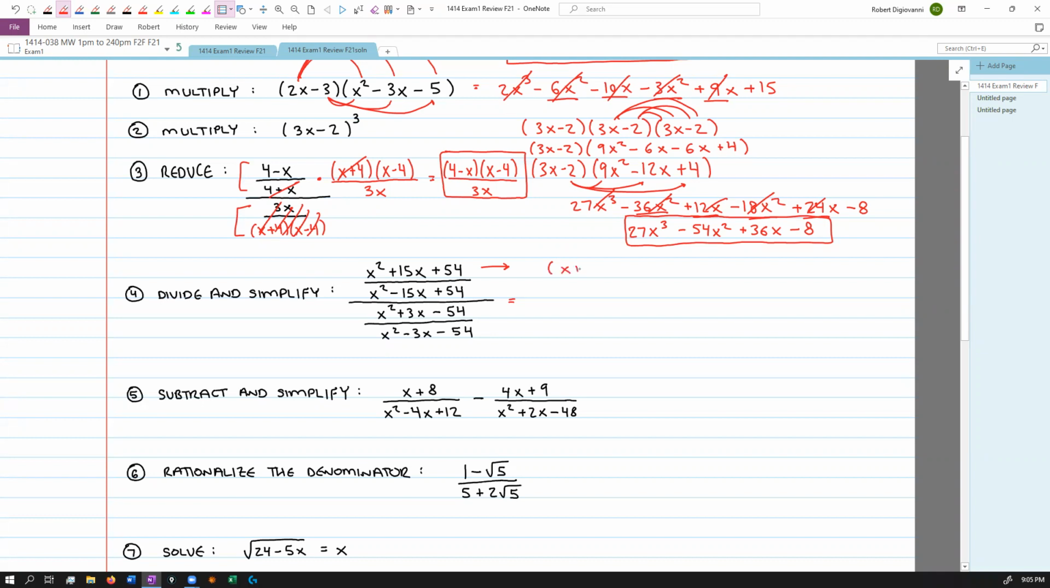So that factors to be x plus 9 times x plus 6. On the bottom, two numbers that multiply to be 54 but add up to be negative 15 would be minus 9 and minus 6.